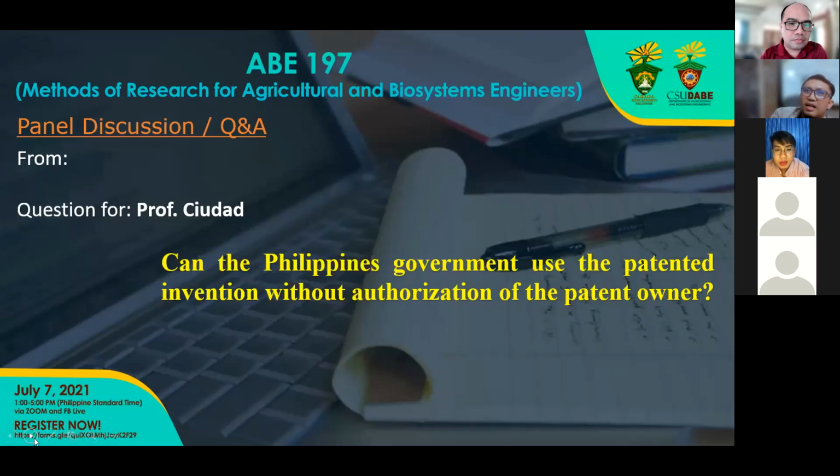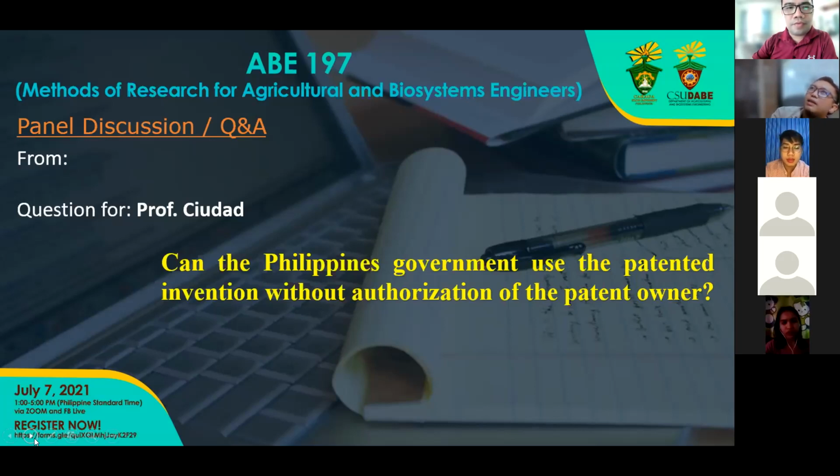Maybe there are cases when the government decides to use the patent, of course, with proper documentation and courtesy. I think it's just right that they will inform the original owner. But there are times when the government can actually use certain technology for public use, especially relating to health, like a pandemic.